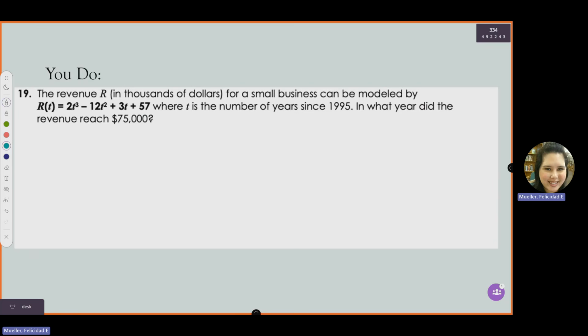The revenue R, in thousands of dollars, for a small business can be modeled by the formula R of t equals 2t cubed minus 12t squared plus 3t plus 57, where t is the number of years since 1995. In what year did the revenue reach 75,000? The key part here is the fact that I already said it's in thousands of dollars.